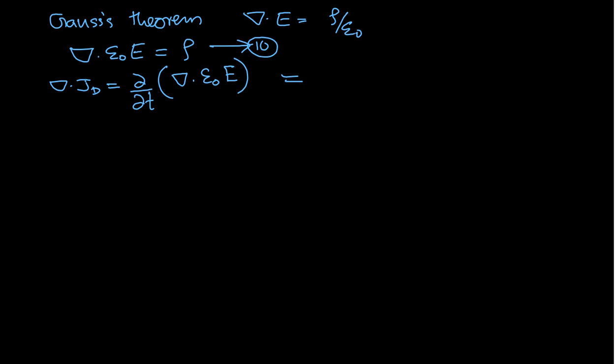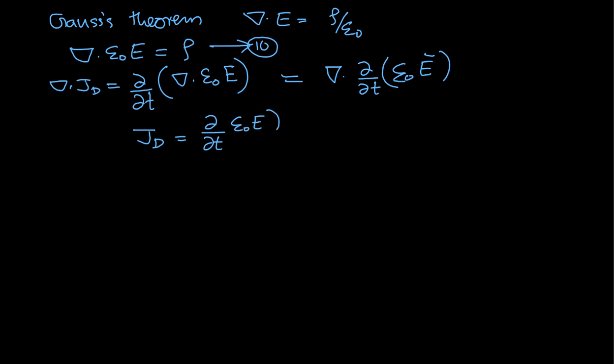That is, del dot JD is equal to del dot dou by dou t of epsilon 0 E. From this equation we can deduce JD is equal to dou by dou t of epsilon 0 E. This is equation number 11.